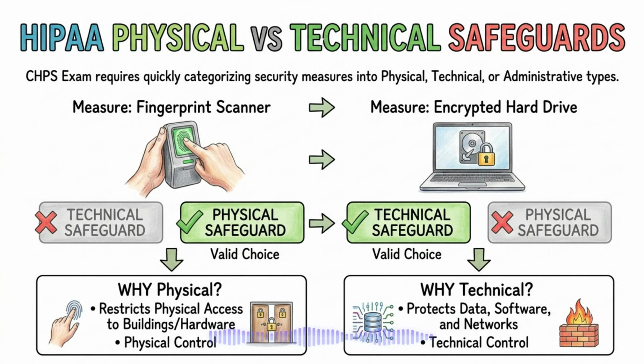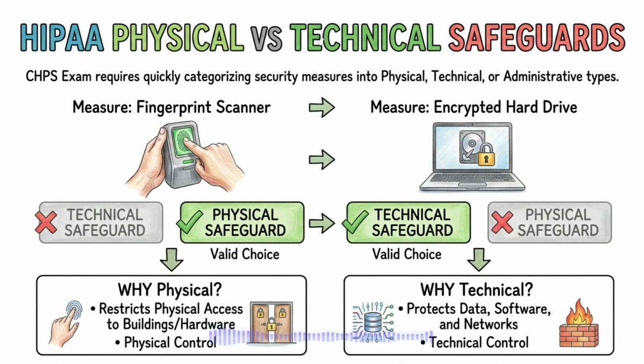The HIPAA security rule is divided into three main types of safeguards, which are administrative, physical, and technical. While we have already discussed administrative policies, we are now moving into the physical and technical controls that put those policies into action.